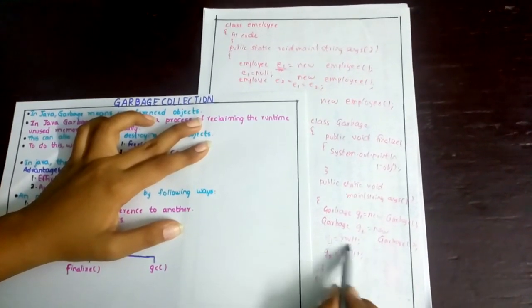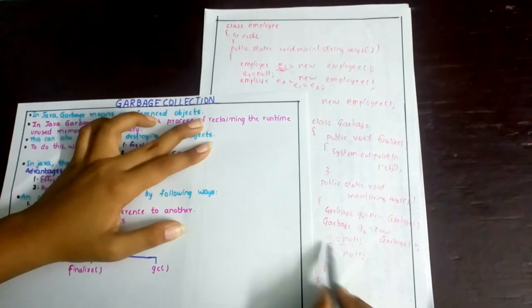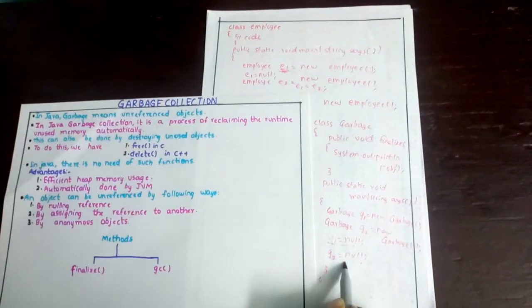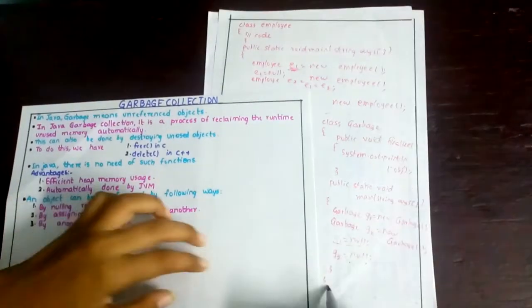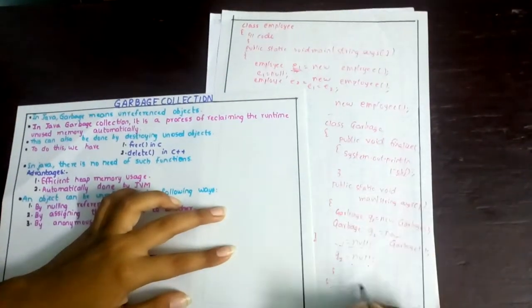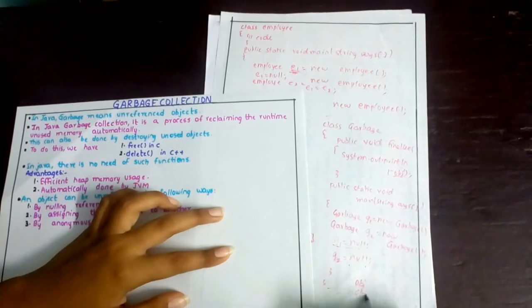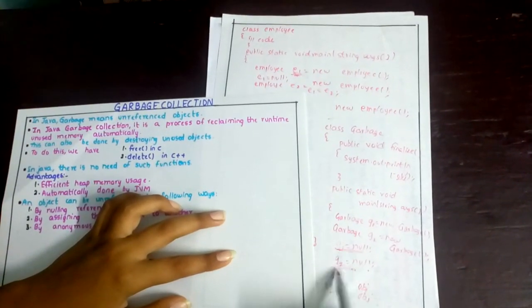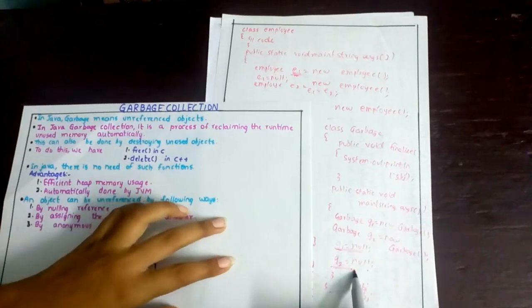By setting both objects to null, this is known as unreferencing the objects, and when this program is executed then we get the output as object, because we had unreferenced these two objects, two times.